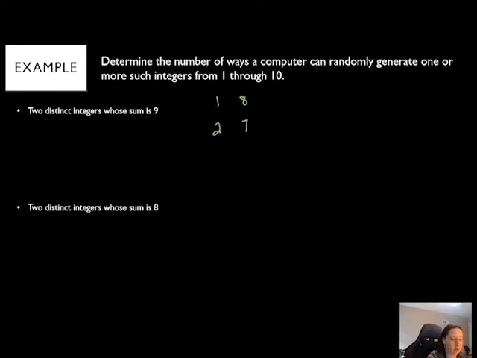2 and 7, 3 and 6, 4 and 5. Okay, so I've written down these combinations. We've got 4 ways that we can get numbers that add up to 9. But we also have the alternate order. So we can pick an 8 first and then a 1, 7 and then a 2, 6 and then a 3, or 5 and then a 4. So we actually have 8 different possibilities.